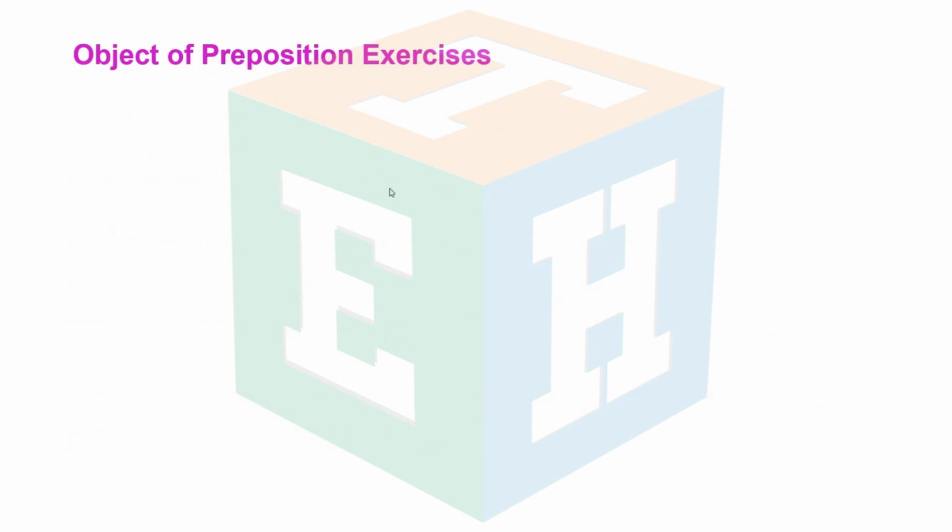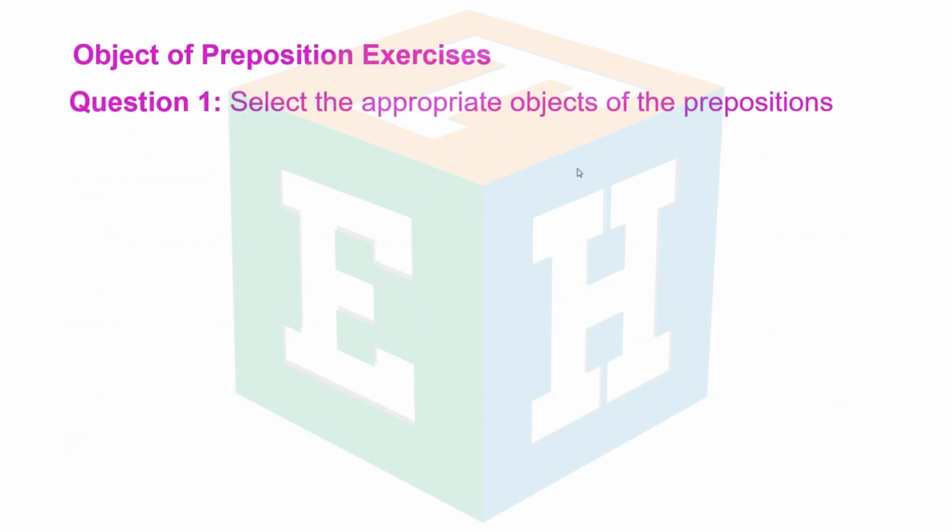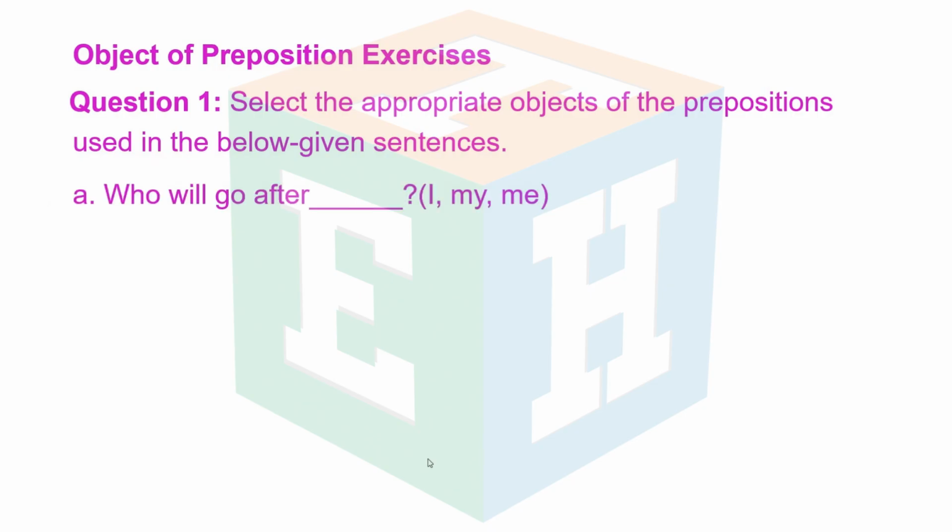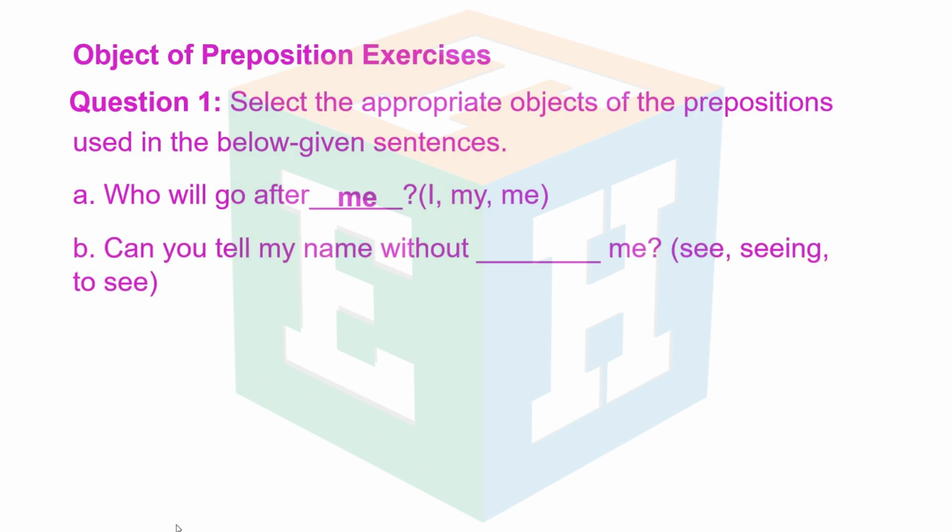Object of preposition exercises. Question 1. Select the appropriate objects of the prepositions used in the below given sentences. A. Who will go after blank? I, my, me. Answer. Who will go after me? B. Can you tell my name without blank me? Answer. Can you tell my name without seeing me?